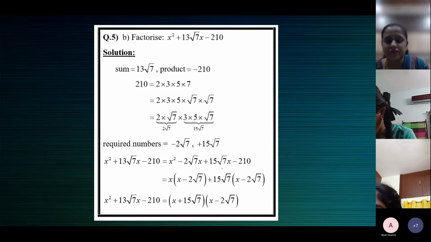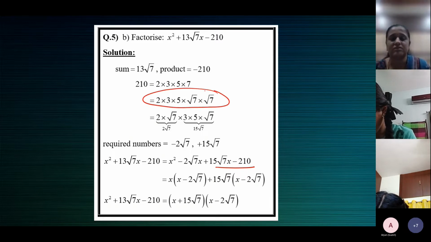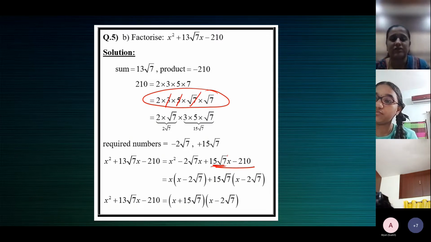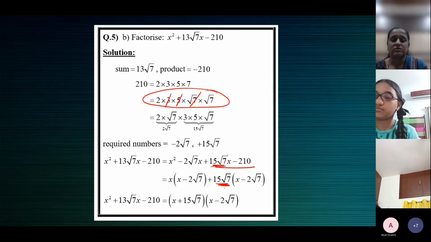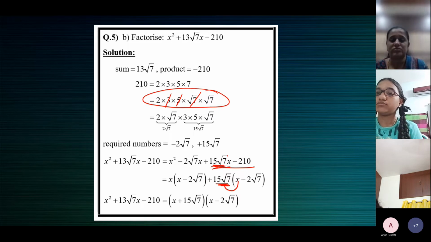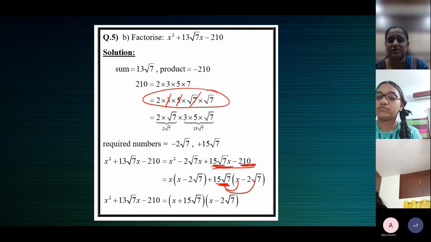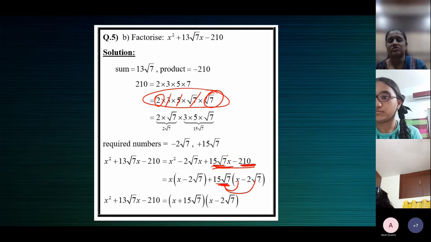And to find the HCF, you should go to the factors. You must go back to the step where we have the factors of 210. You must see what you have. We have 15 root 7 here, and you have everything here, 15 root 7. So the entire thing, 15 root 7, is common. 15 root 7 into x is 15 root 7x. And 15 root 7 into what is 210? The remaining factors, 2 root 7.